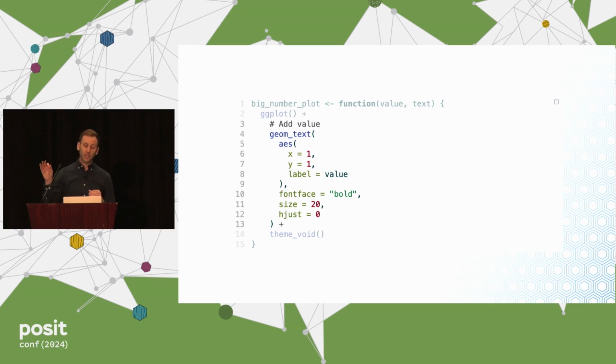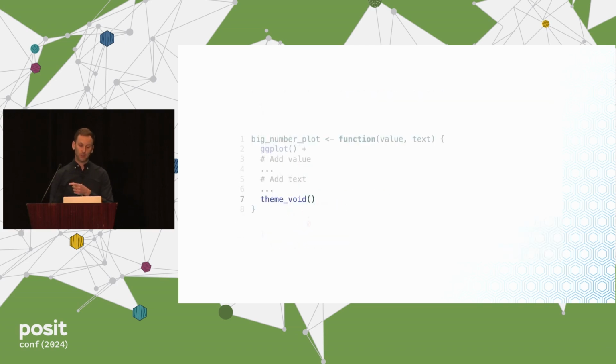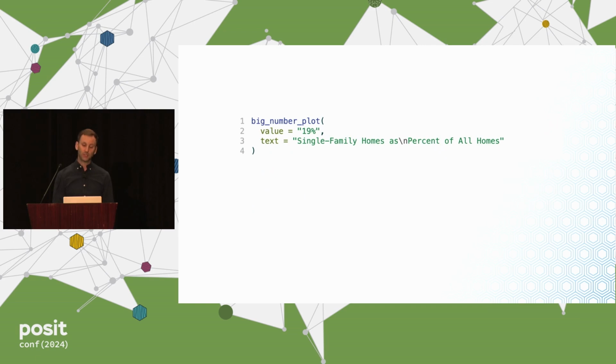I have a geom text that adds the value, and then I have another geom text that adds the actual text. And then I have a theme void because, again, I just want to strip everything out. So if I do big number plot where value is 19% and text is single family homes as a percent of all homes, we get that.